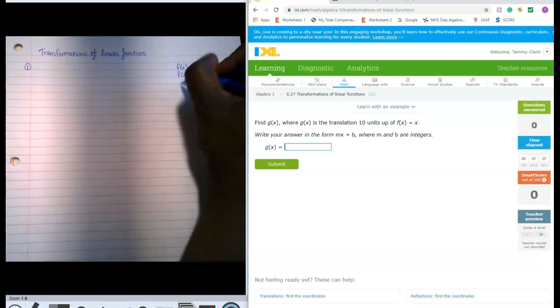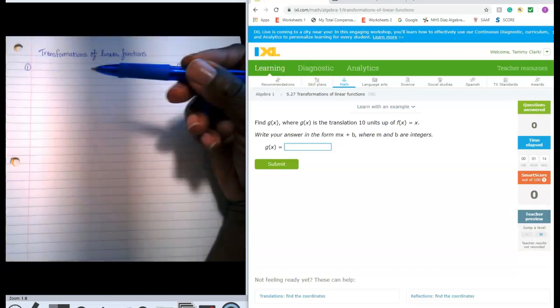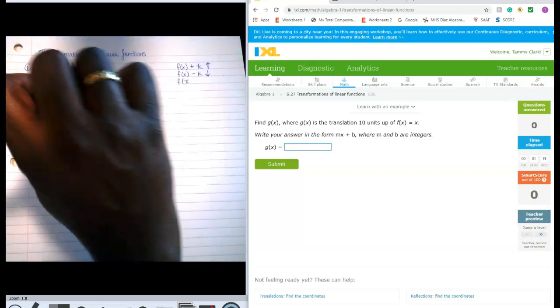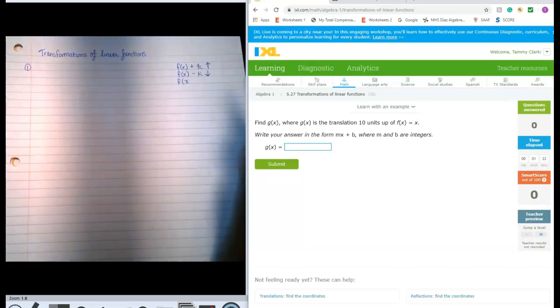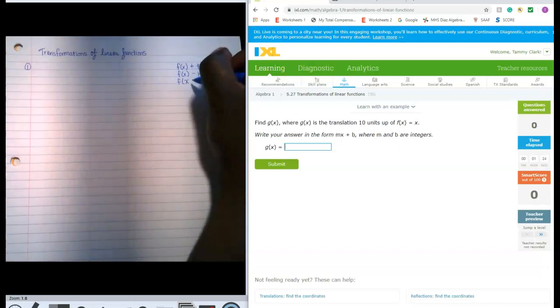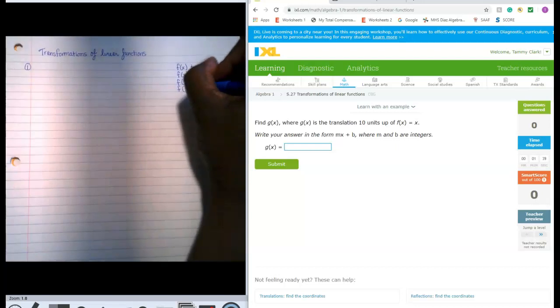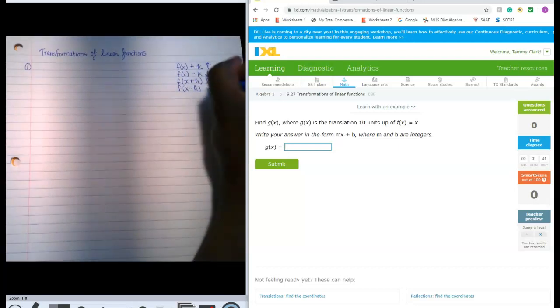If I move my function left or right, if I move it left, so I move it this way, I have to think opposite. What would it take for me to get back to the origin? I would have to move right. So I would say f of x plus h if I'm moving left, and then f of x minus h if I'm moving right.